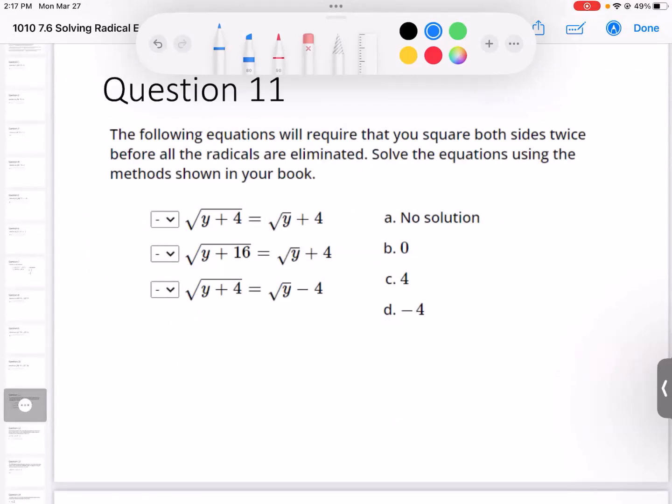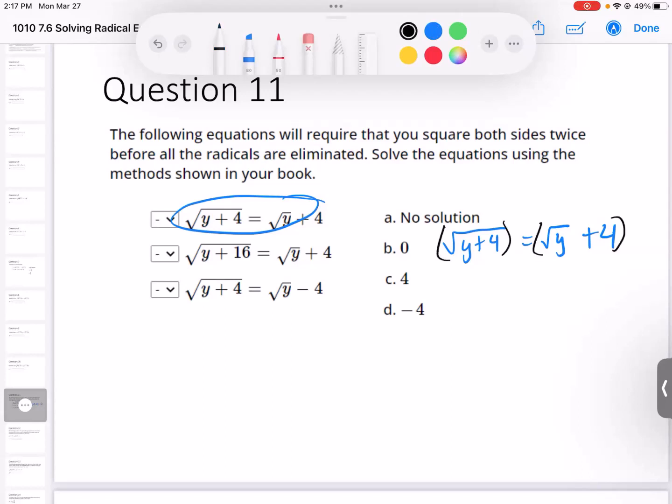If we were to try part A of this question, we have the square root of y plus 4 equals the square root of y plus 4. And so this would be a situation where you're going to have to square it twice, because squaring it once will get rid of this square root, but then you'll have to square it again to get rid of this. So to solve it, we would square both sides, which gives y plus 4 equals the square root of y plus 4 FOILed with itself.